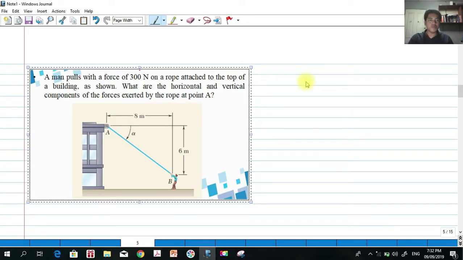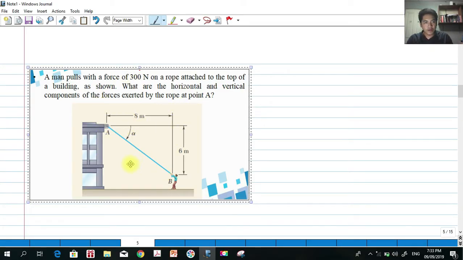So, a man pulls with a force of 300 newtons. This is the man, on a rope attached at the top of the building. This is the rope. As shown, what are the horizontal and vertical components of the forces exerted by the rope at point A? The vertical and horizontal components of this force.